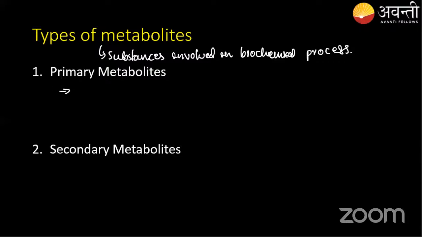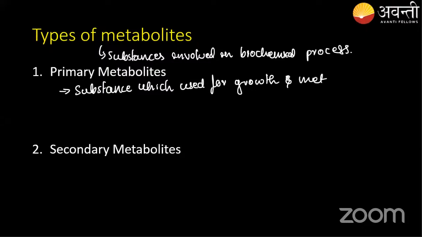Yeah, primary metabolites means the substances which are used to gain energy, or used for growth and metabolism. So I will give you the example, then you can understand. The examples of the primary metabolites are, as you guys already know, carbohydrates, proteins, and lipids. All these things are primary metabolites.